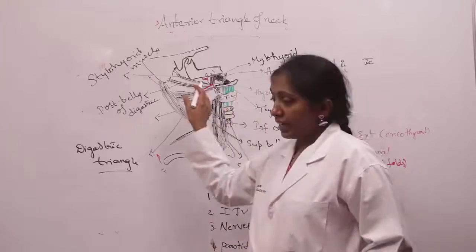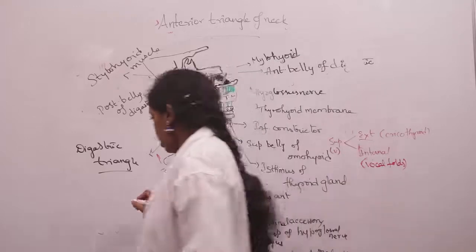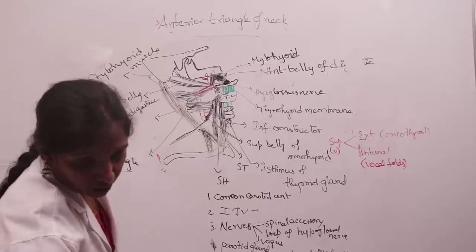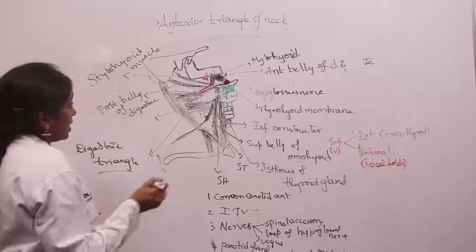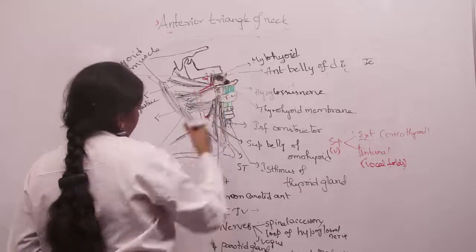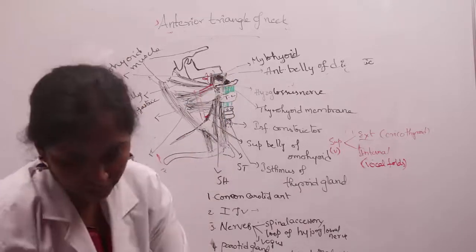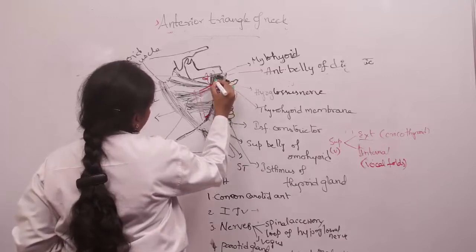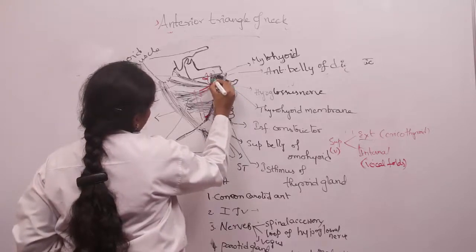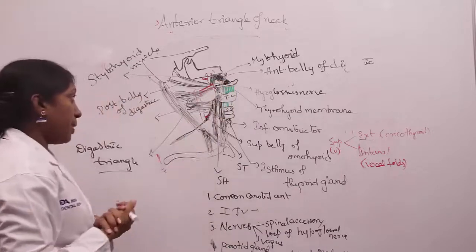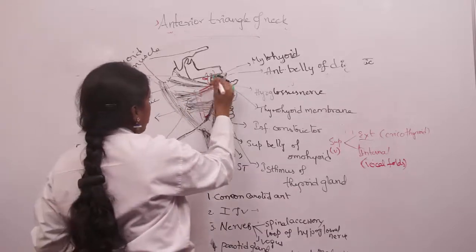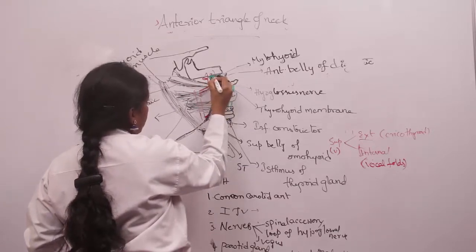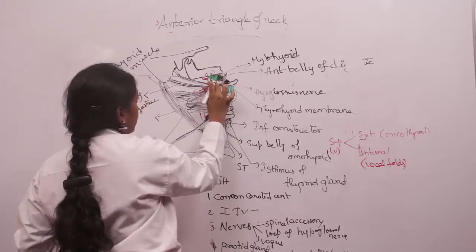And coming to the contents of the digastric triangle, we will be able to see the submandibular gland, the superficial part of the submandibular gland, here. The superficial part of the submandibular gland lies in a groove in the submandibular fossa, between the mylohyoid groove and the submandibular fossa.